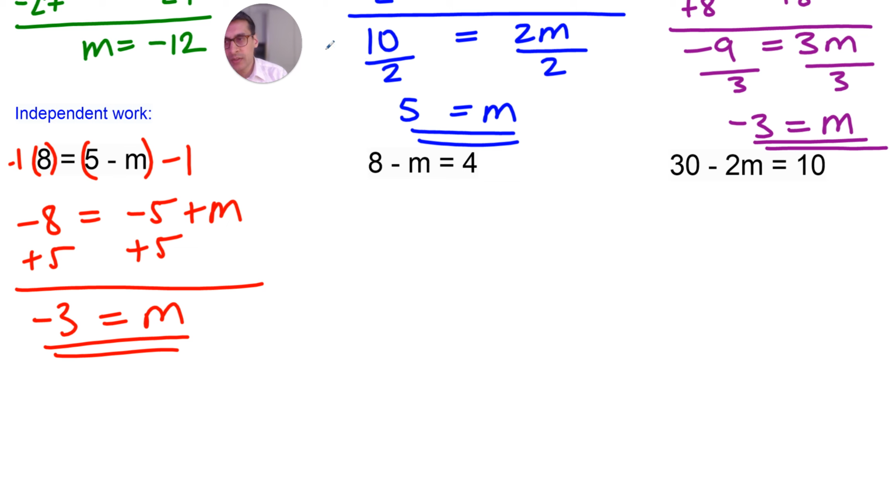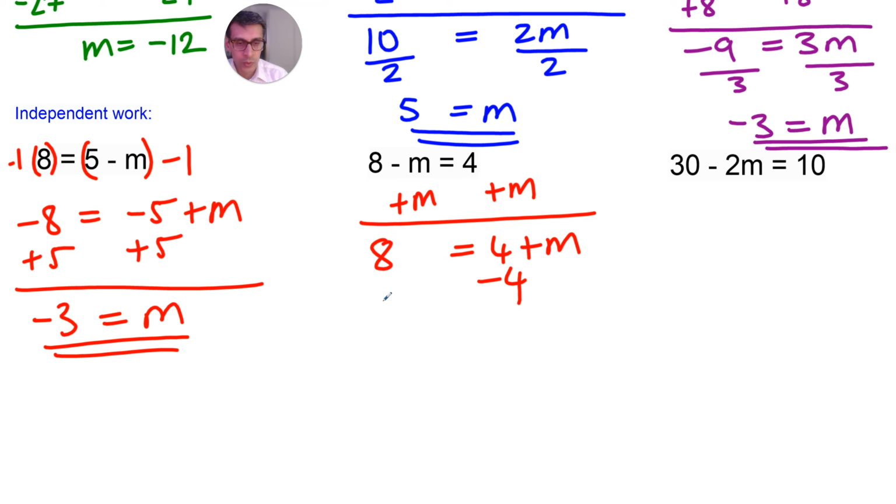Okay, again, we can use both methods. This time I'm going to add m to both sides. So 8 is equal to 4 plus m. Take away 4, so 4 is equal to m.